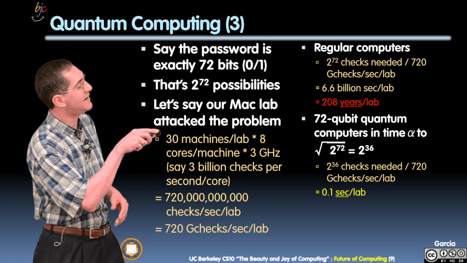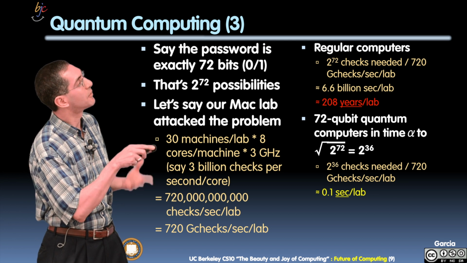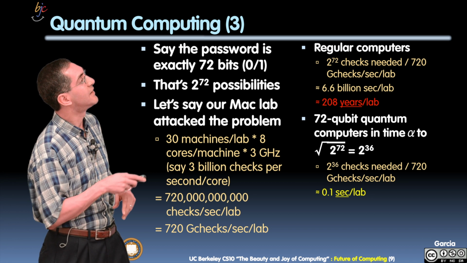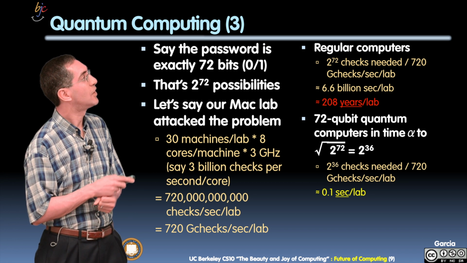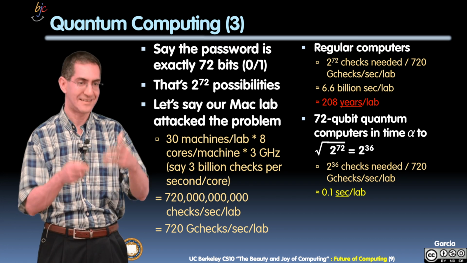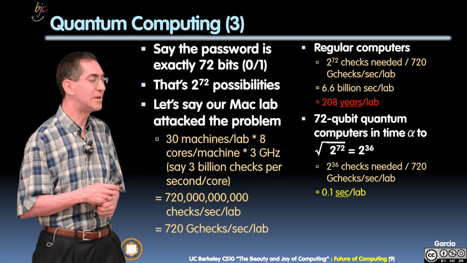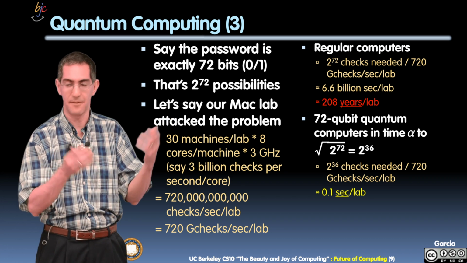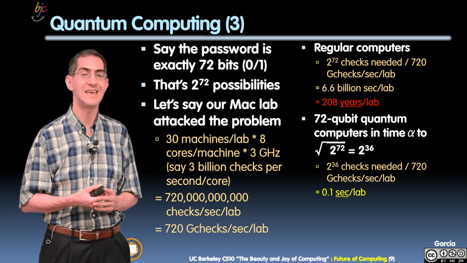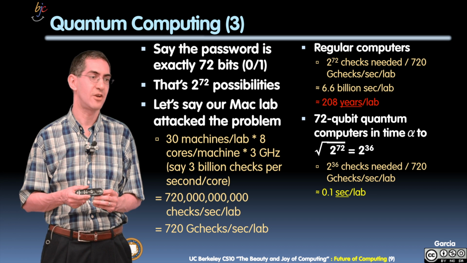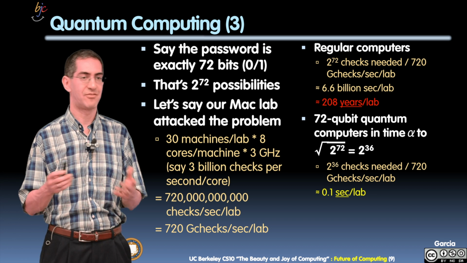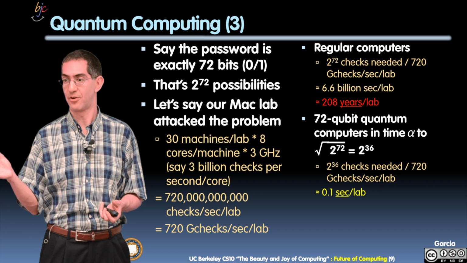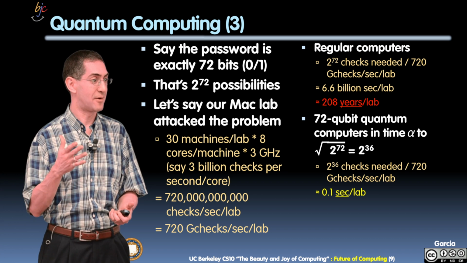Now, let's divide 2 to the 72, which is the number of checks needed, by 720 gigachecks per lab, which gives me 6.6 billion seconds per lab. This is my physics thing. Check the units. It all works out, which is 208 years. So someone steals your laptop, they have to be kind of a vampire and live 208 years to get it, right?